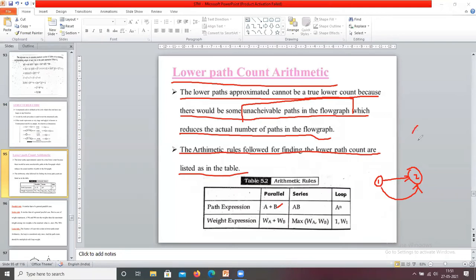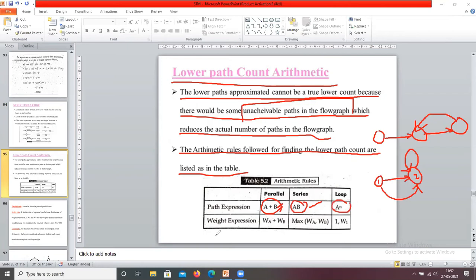Series is nothing but, these are the three nodes, and if it is like this, these are series links. And a loop is like this, or like this. So this we call a loop. This is the path expression. For a parallel graph we express it using a plus b. If it is series, a into b. If it is loop, a power n.